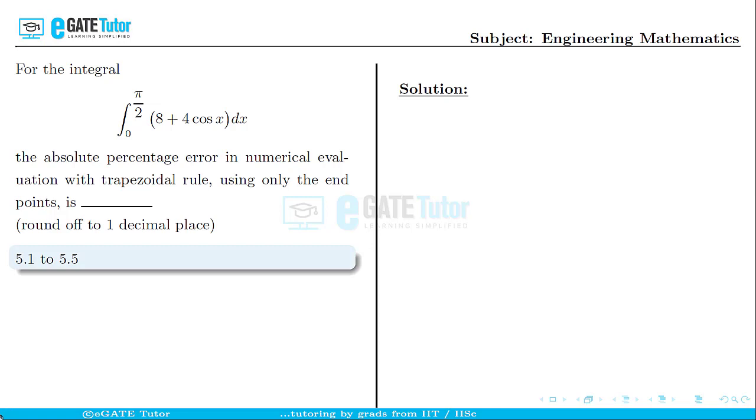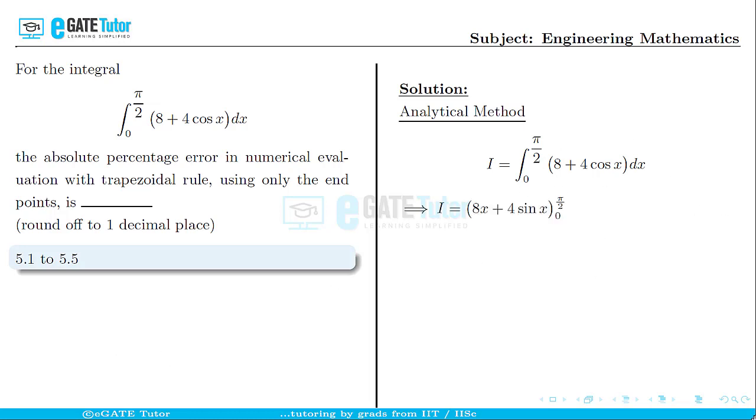Let us start the solution with analytical method. Let us consider I1 is equal to integral 0 to pi by 2, 8 plus 4 cos x dx. When you integrate that with respect to x, we get I1 is equal to 8x plus 4 sin x with lower limit as 0 and upper limit as pi by 2. When we substitute the upper limit and lower limit and simplify that, we get I1 is equal to 16.5663, which is the analytical value of the given definite integral.